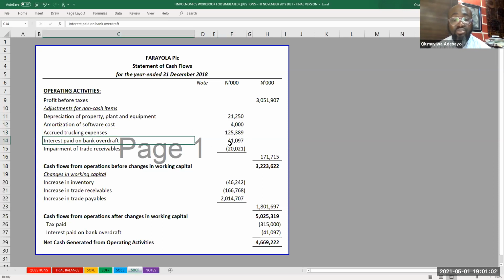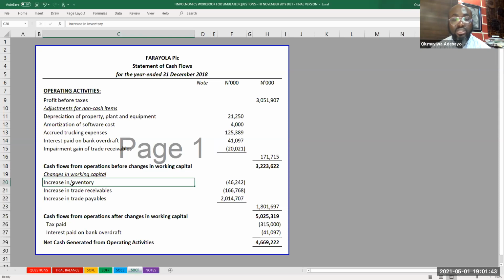Interest paid on bank overdraft will be reclassified, not because it's not cash, but because we are classifying it either as a financing activity or we are classifying it below the line within the section where we have tax paid as an operating activity, which means this is like in and out. Okay, impairment of trade receivable does not give rise to cash flow. You deduct it. This impairment gain, if you remember, that's why we are deducting. If it's impairment loss, you add back. Okay, and that is that. All of this cumulates to the adjustment for non-cash items, which now brings our cash flow from operations before changes in working capital to this.